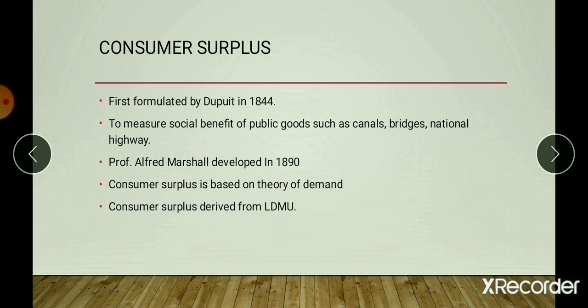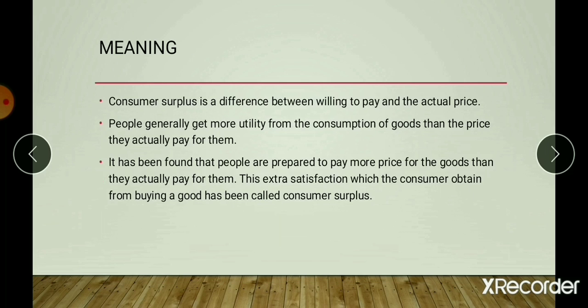In an earlier class you have studied what is the law of diminishing marginal utility. And let us discuss the meaning of consumer surplus. Consumer surplus is the difference between willingness to pay and the actual price. So people generally get more utility from the consumption of goods than the price they actually pay for them.